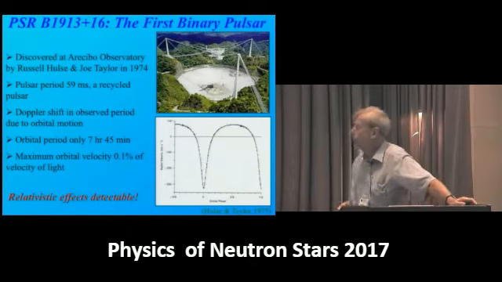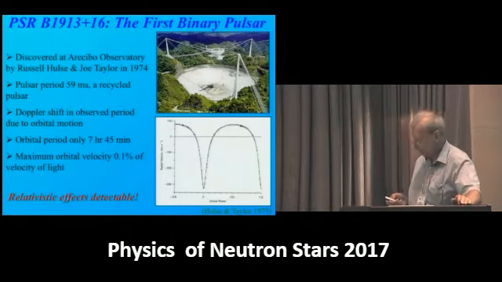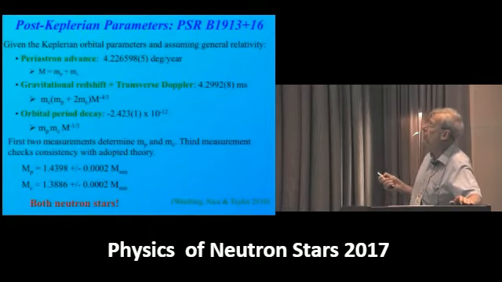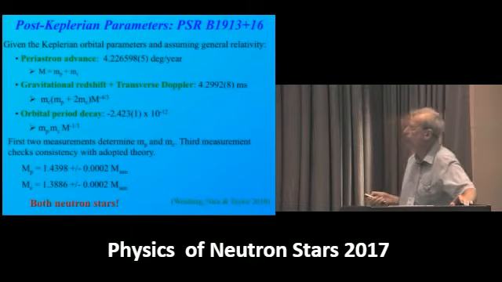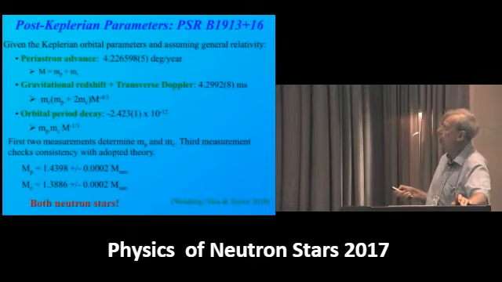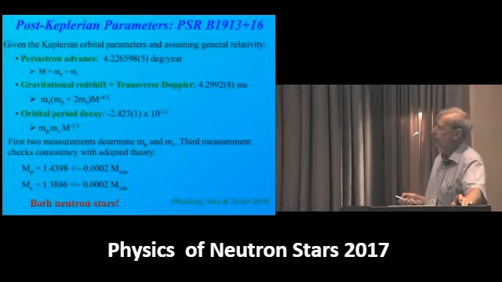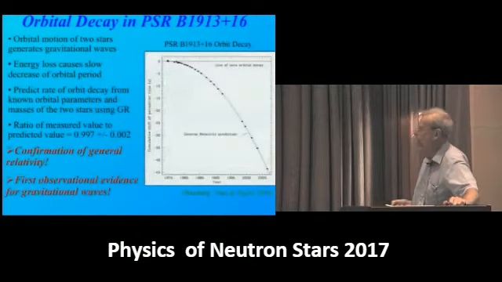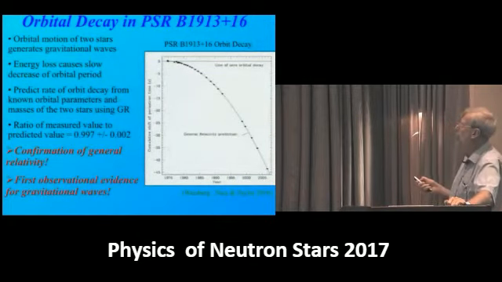So you've all heard of the Hulse-Taylor binary, so I won't dwell on that. The important point here is that by measuring 2 of these post-Keplerian parameters in GR, these are just dependent on the masses of the pulsar and the companion. So once you've measured these 2, you can compute the pulsar masses. Then you can predict what the third relativistic effect, the orbital period decay, should be, and thereby test general relativity.